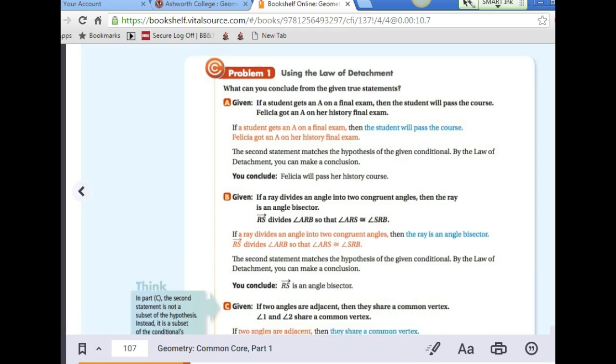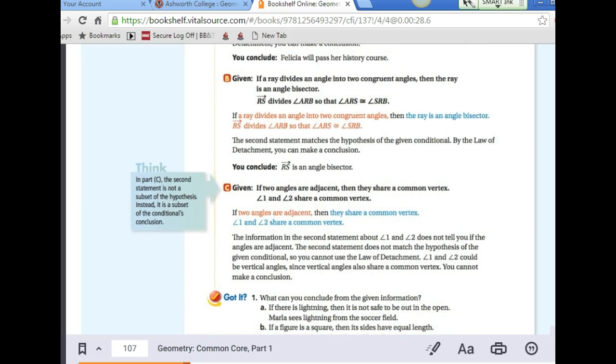That idea of if the second statement matches the original hypothesis, then we can get the conclusion from that. Okay. C. If two angles are adjacent, they share a common vertex. Angle 1 and angle 2 share a common vertex.